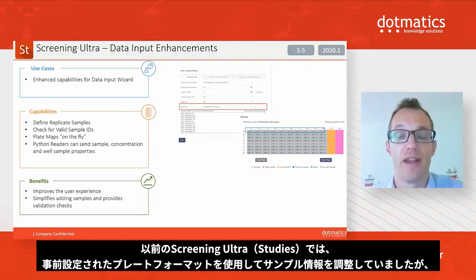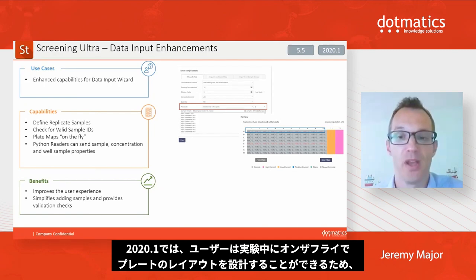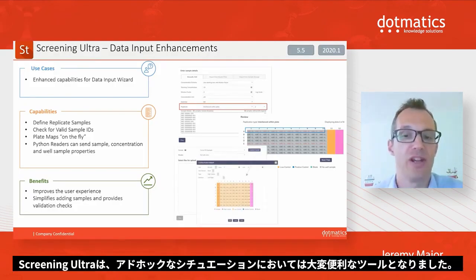Screening Ultra, and indeed classic studies before that, uses pre-configured plate formats to align sample information to data. We've listened to customer feedback and introduced greater flexibility in this area. As of 2020.1, users will be able to design plate layouts on the fly in the experiment itself, making Screening Ultra a more useful tool for when ad hoc situations arise.